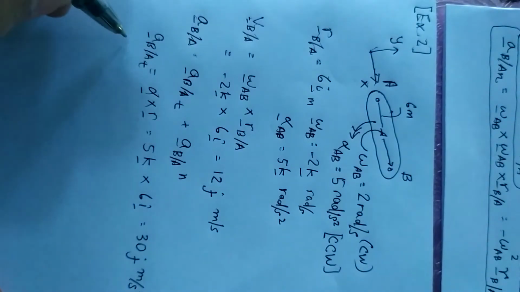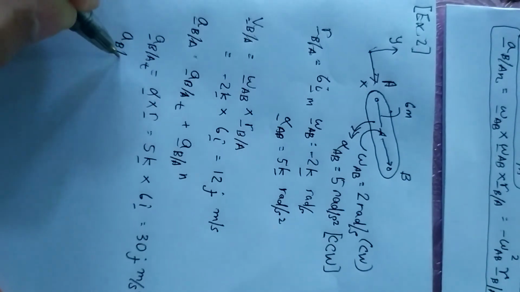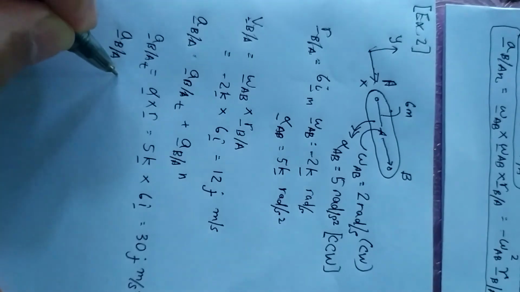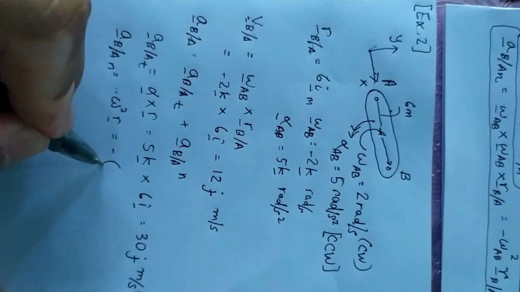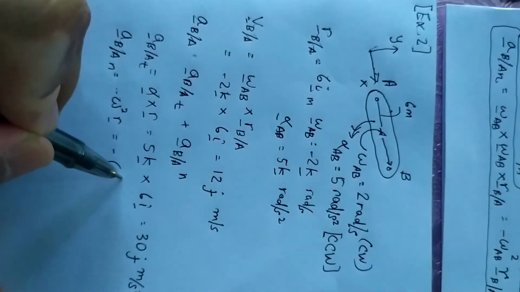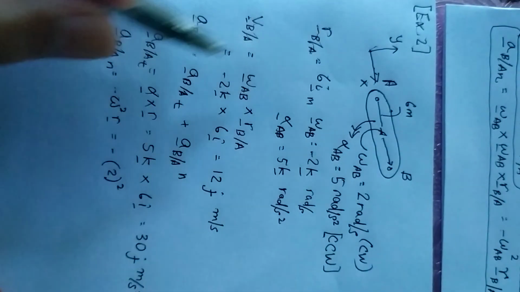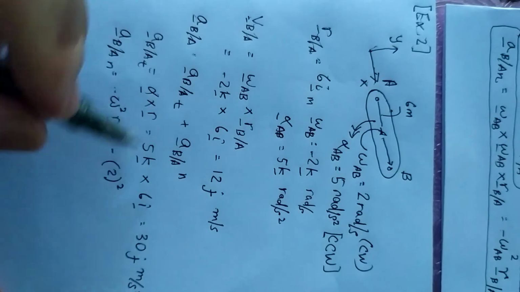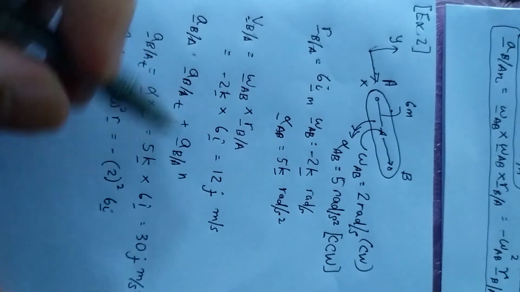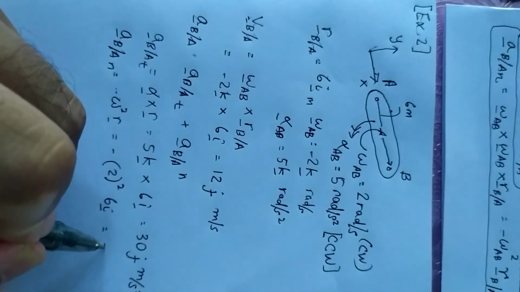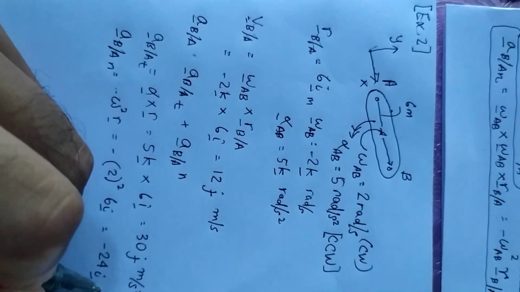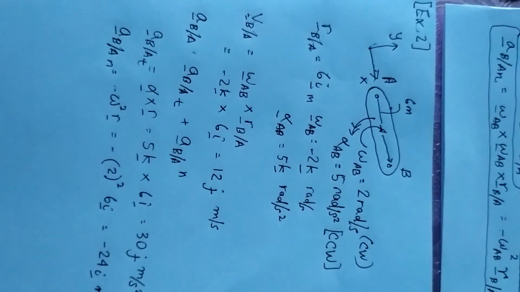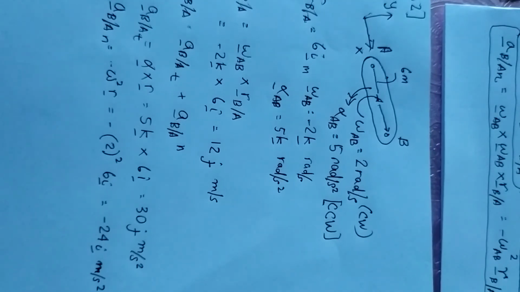And you can find the normal component of the acceleration of B relative to A, which is given by minus omega square R. Omega is known as 2, the magnitude is 2, so omega square is 4. The position vector is 6i. So 4 times 6, minus 24i meter per second square. So there you go. You have the acceleration of this rigid body.